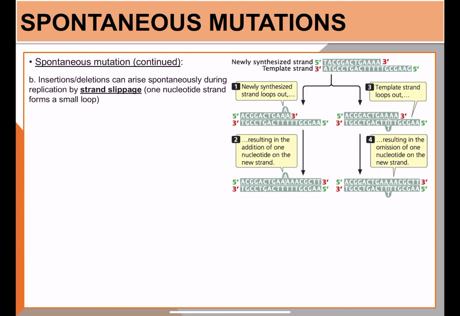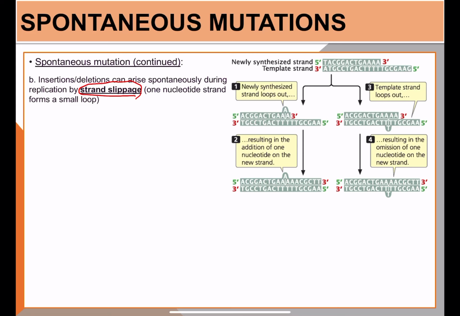Unfortunately, they do. They come from what's called strand slippage, which is when one of the DNA strands forms a small loop. This can happen either on the template strand or the newly synthesized strand during replication. But which strand it happens on will determine whether the sequence ends up with an insertion or a deletion. It's a similar concept to the expanding nucleotide repeats that we were talking about.